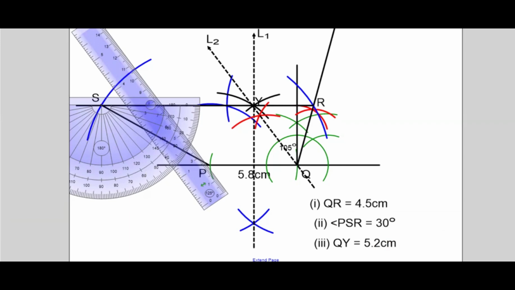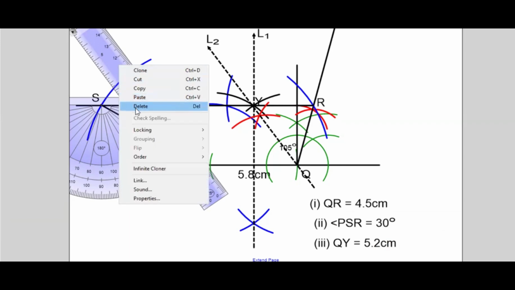So this is where we end this quadrilateral.